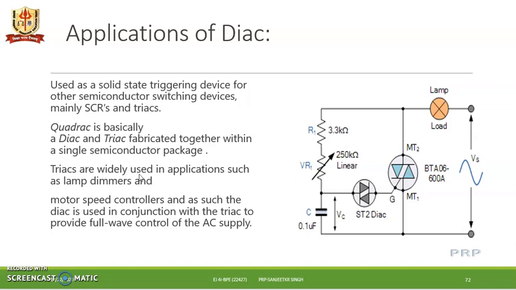The triacs are used in applications such as lamp dimmers, motor speed controllers, and for the full wave control of AC supply, triac is used in conjunction with diac. So here we have one lamp connected, and we can control the intensity of it, we can control the firing of it, at what instant it should be turned on can be controlled.